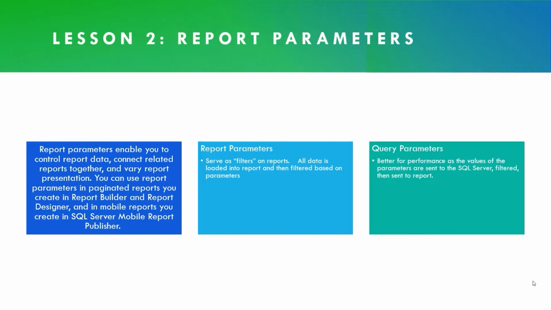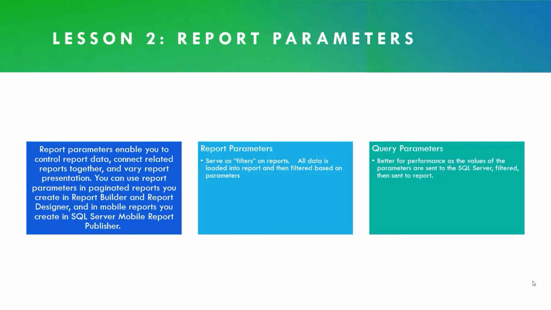Whenever those reports that are filtered are run, they're only going to display the items that match the filter condition. In order to give your end user more control over what displays, you can use report parameters. They enable users to control report data. They can do a lot of things. They can connect related reports together and vary report presentation as well. You can use them in paginated reports in both Report Builder and Report Designer, and in mobile reports that we'll create later in the course through SQL Server Mobile Report Publisher.